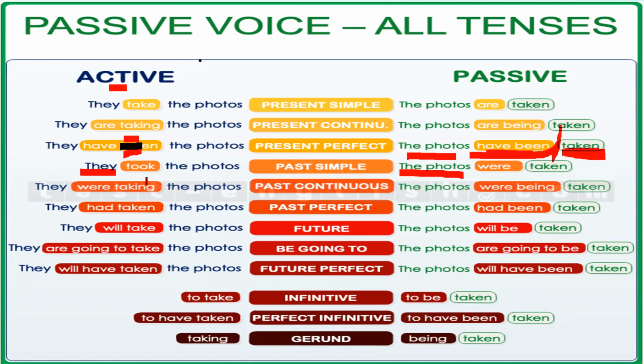And after that, go for the main verb, took. This is the past simple of take: took, take. So take the infinitive form of the main verb and turn it to the V3, taken. Okay, sir. The photos were taken.